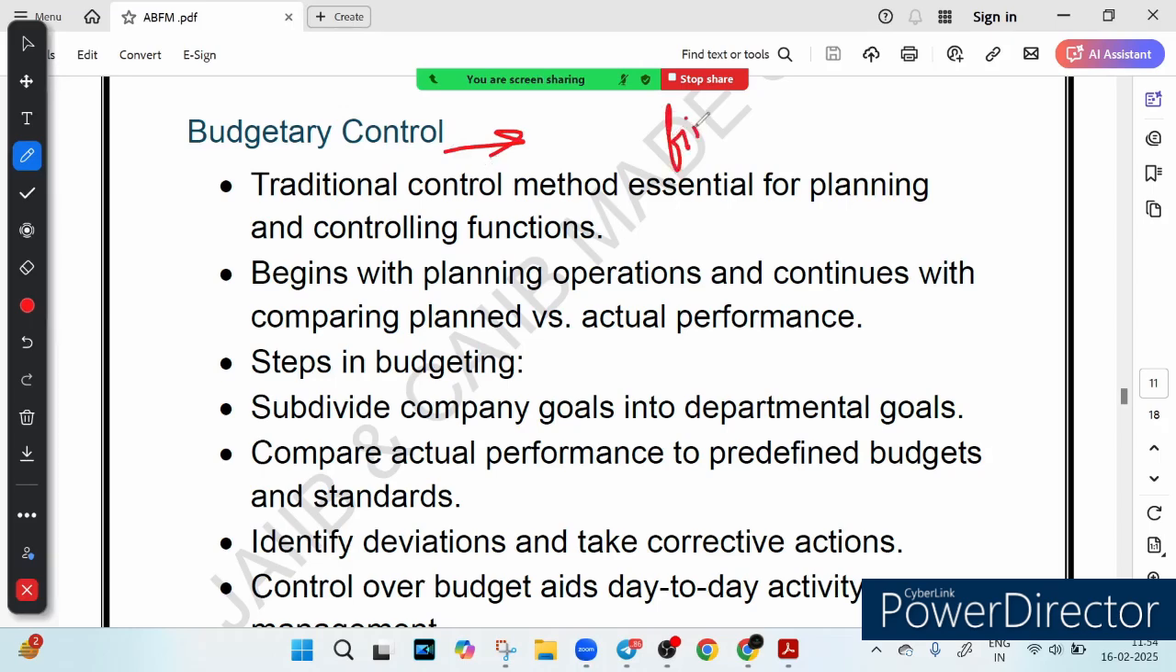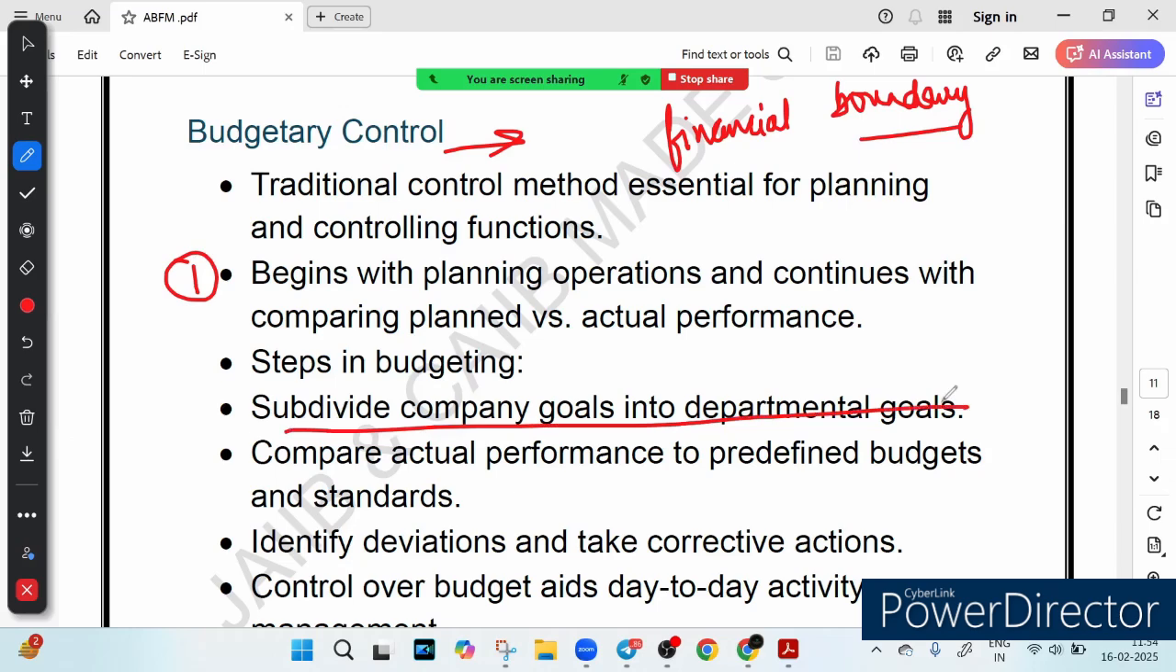It is like you are setting a financial boundary, right? For a company, just like we plan our monthly expense at home. Now the question is, how does it work? First step, you break the company goal into smaller targets for each department. So first of all, you subdivide the company goal into smaller targets. Then you compare actual performance versus the predefined planned budget. And if there is a gap, you take action.